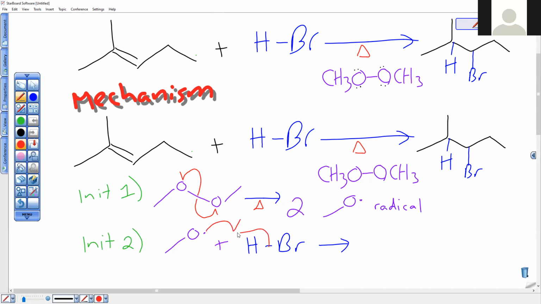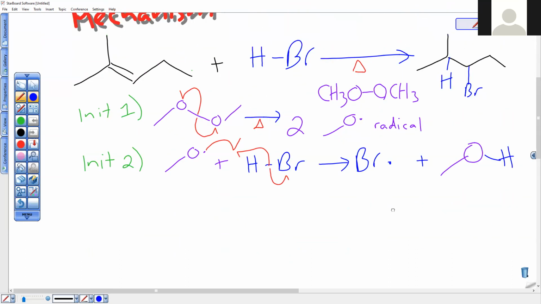It's a hookup. 2 hooks meeting means you're going to make a bond between the O and the H. Where's the other half of the bond go? It generates a bromine radical. Bromine radical and methanol. Methanol is done for the day. And the bromine radical is what's going to get the game started with the alkene in what we call propagation step 1.